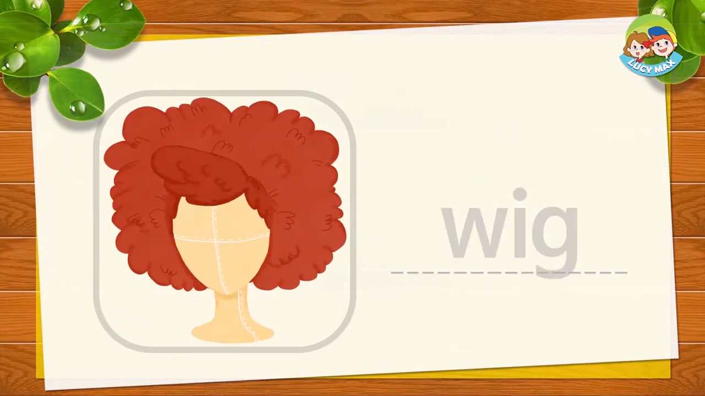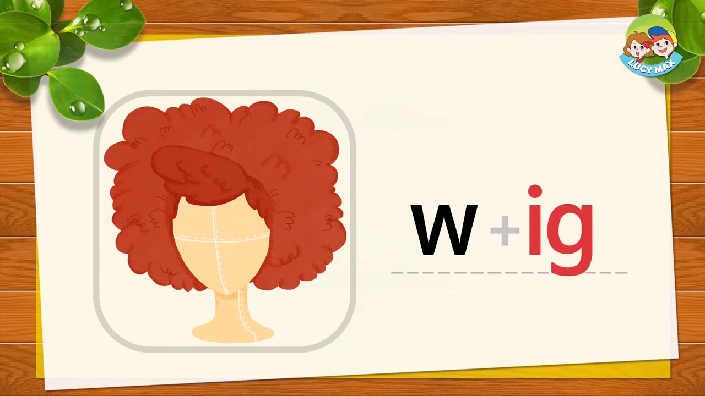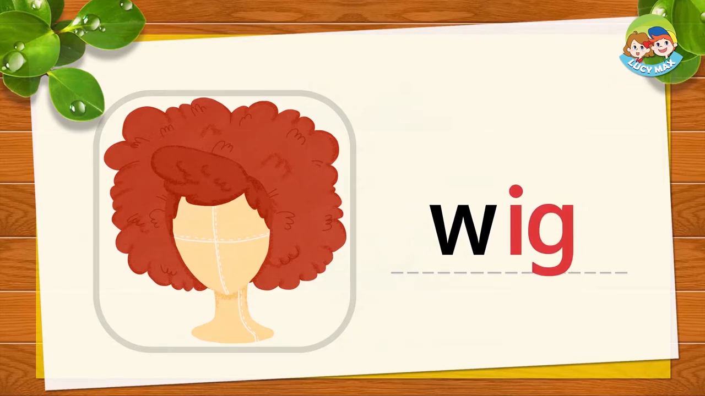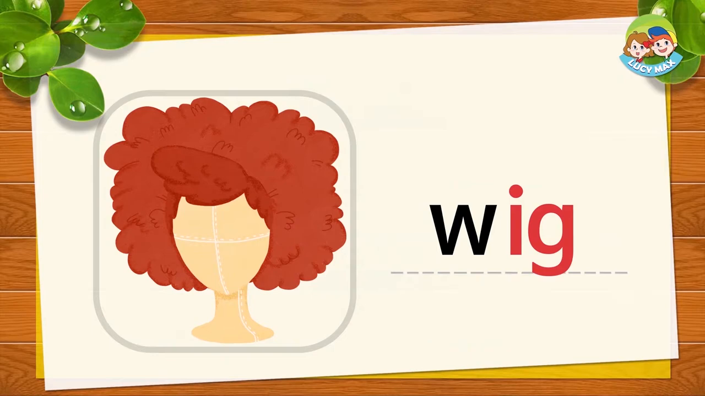This is a wig. A wig is hair you put on your head. W and ig together is wig. W, ig, wig. Now you try. What color is the wig? What am I doing? I am digging.